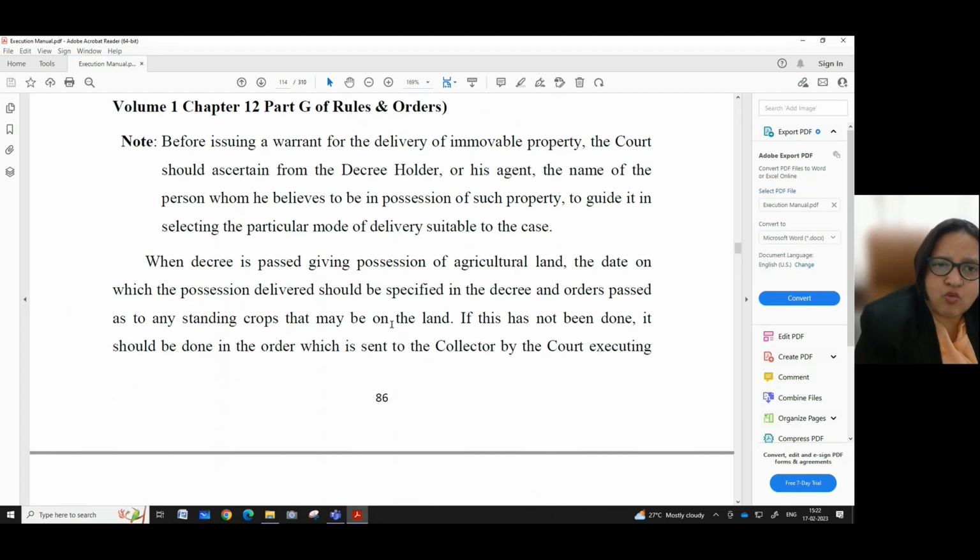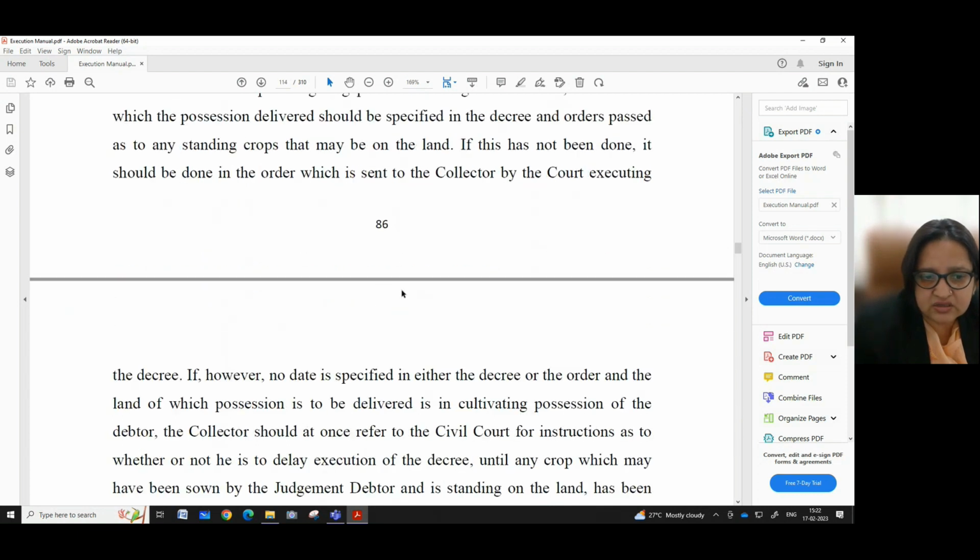Note, before issuing a warrant for the delivery of immovable property, the court should ascertain from the decree holder or his agent the name of the person whom he believes to be in possession of such property to guide it in selecting the particular mode of delivery suitable to the case. When a decree is passed giving possession of agricultural land, the date on which possession is to be delivered should be specified in the decree, and orders passed as to any standing crops that may be on the land. If this has not been done, it should be done in the order which is sent to the collector by the court executing the decree.